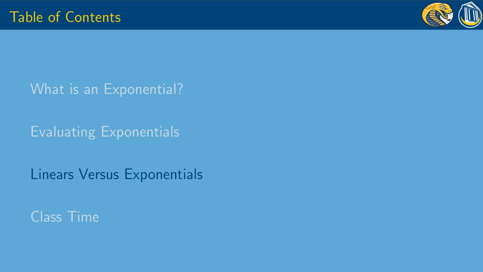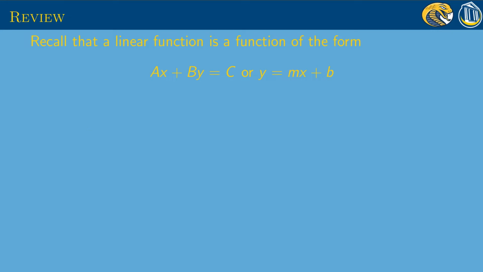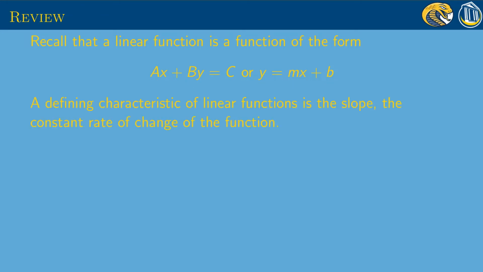Finally, let's compare linear and exponential functions. Recall that a linear function is a function in the form ax + by = c. This is often called our standard form of a line, or y = mx + b, which is called our slope-intercept form, which you might be more familiar with.